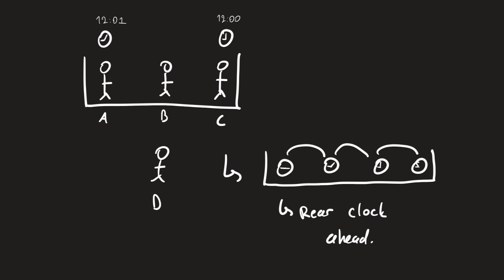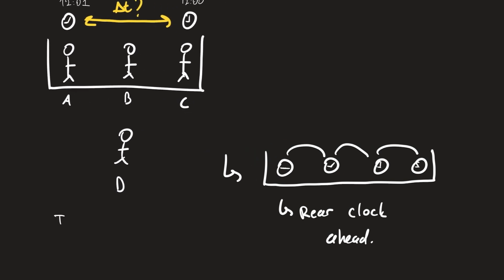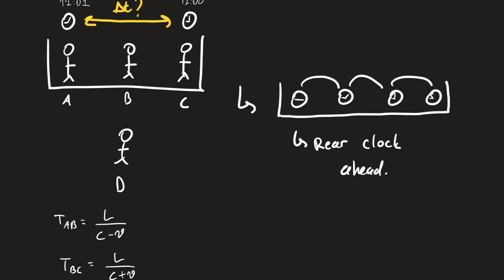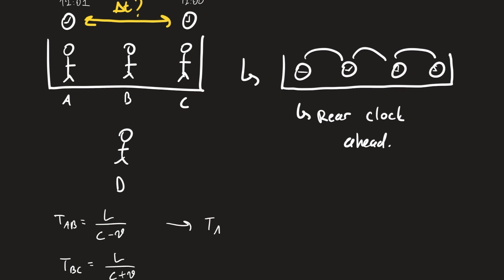So that brings us to our second question. And I should warn you, it is a little trickier than it looks. By how much is the rear clock ahead? Well, at first the answer seems obvious, right? We have already calculated that TAB is L over C minus V and TBC is L over C plus V. So if we go ahead and take a difference, TAB minus TBC is going to be equal to 2LV over C squared minus V squared. It is totally fair to answer with this.